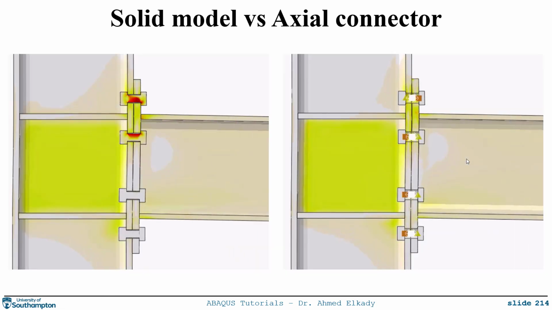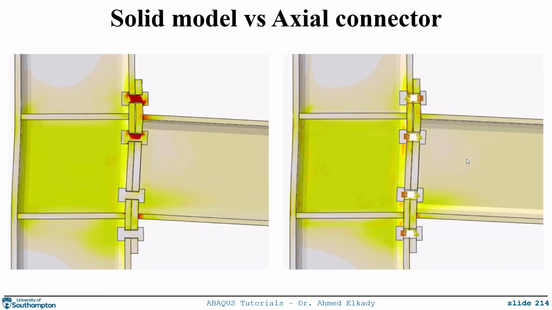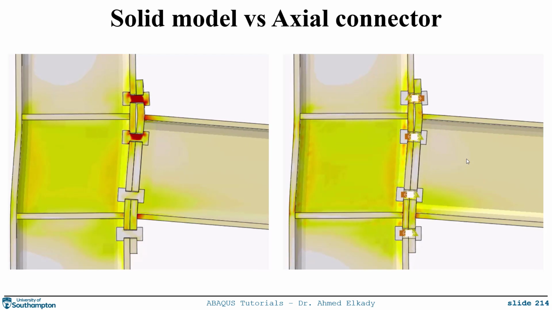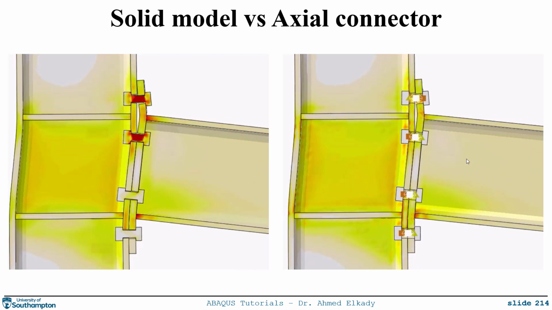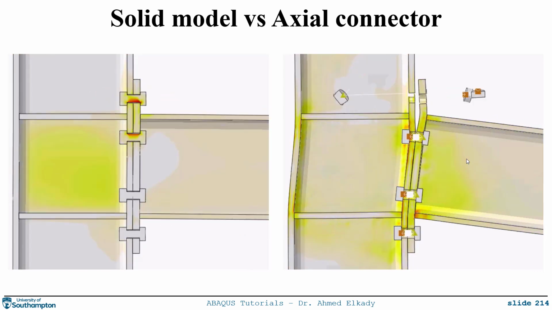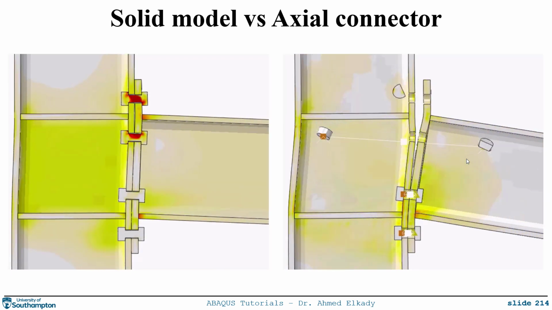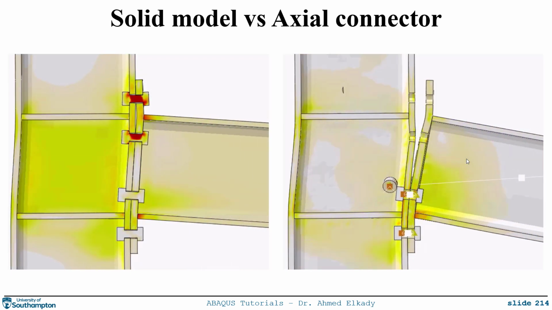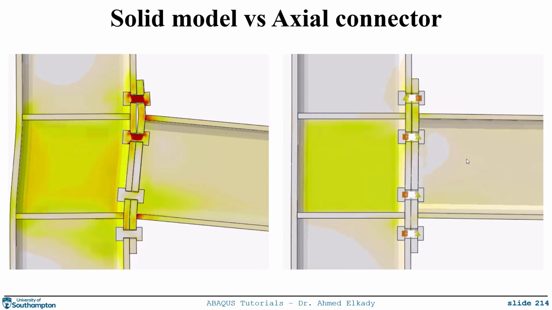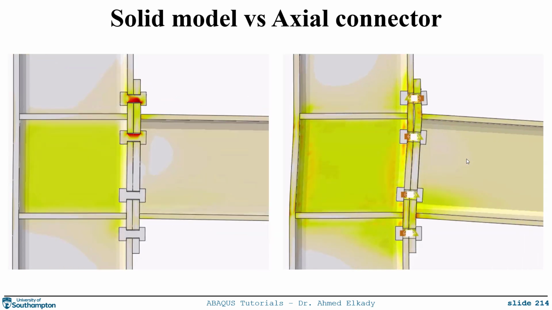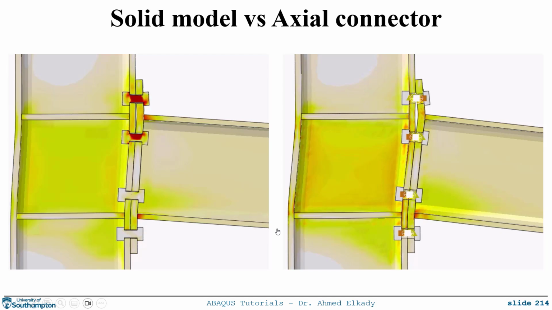How does this compare to a solid bolt model? As I mentioned in the beginning of my presentation, it is exactly the same in terms of global behavior. If you do the simulation with an entire solid bolt with very refined mesh, you will get pretty much the same response as the one with the wire connector.